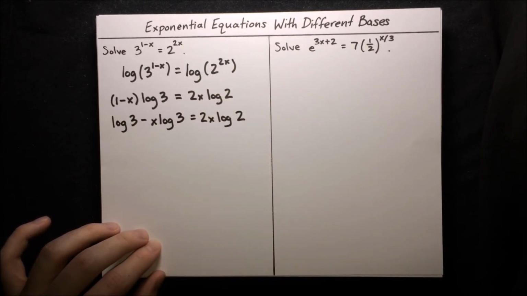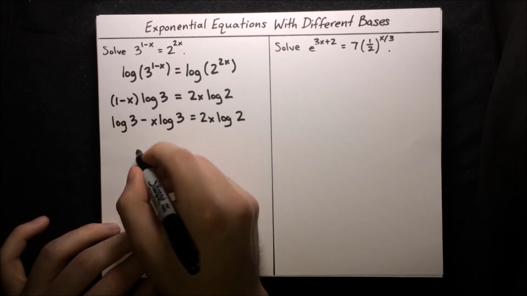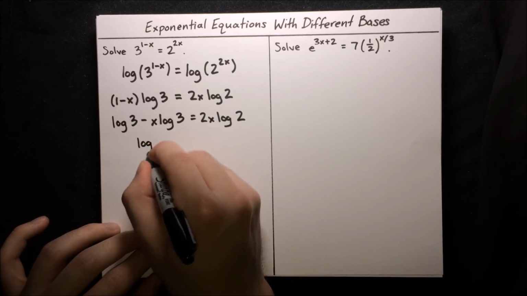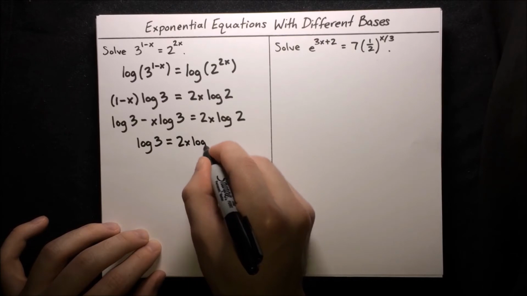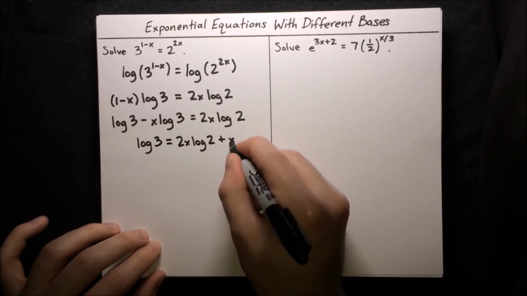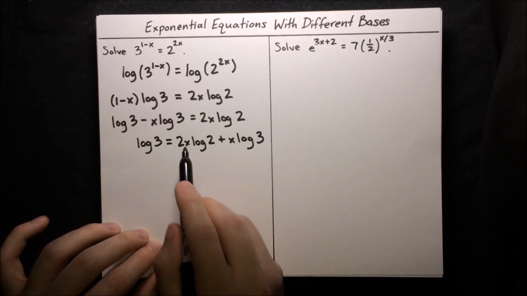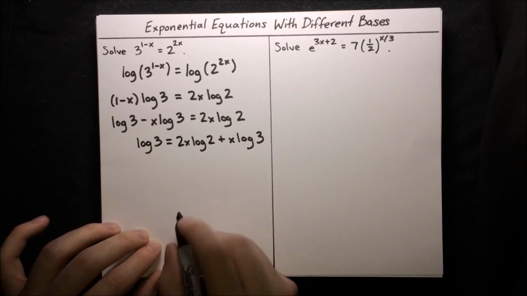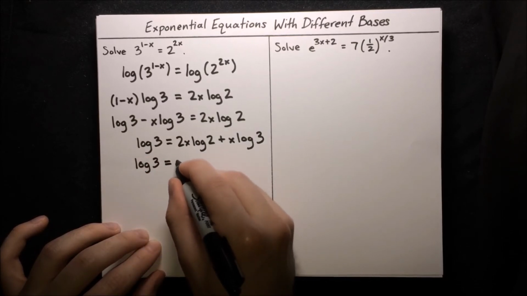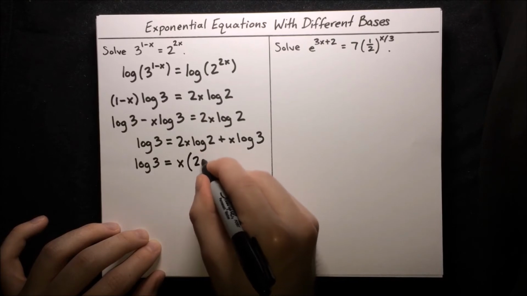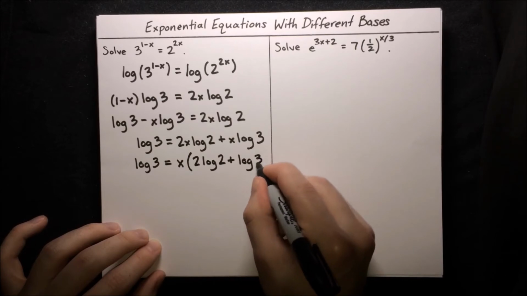Then let's get our x's on the same side. So we'll add x log 3 to both sides to cancel it out from this left-hand side here. So we get log 3 is equal to 2x log 2 plus x log 3. Now on this right-hand side, we have an x in both of these expressions, so we can factor it out. So we get log 3 is equal to x times (2 log 2 plus log 3).